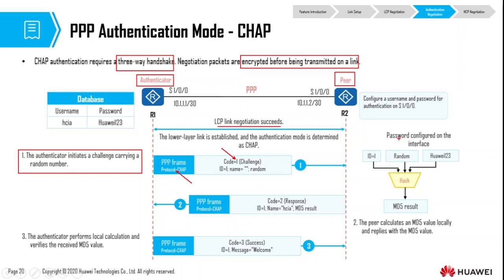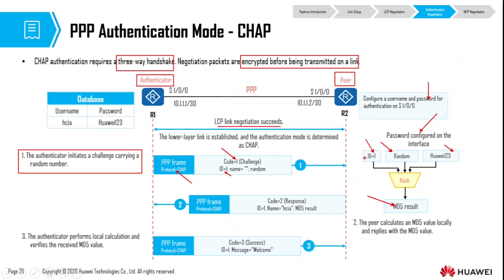Then when the peer receives it, the peer does what we call hashing. It uses a hash algorithm like MD5 to hash the ID that it has received here, the random number, which is the challenge, and a password, which is the password that you've configured on that particular interface, this password.